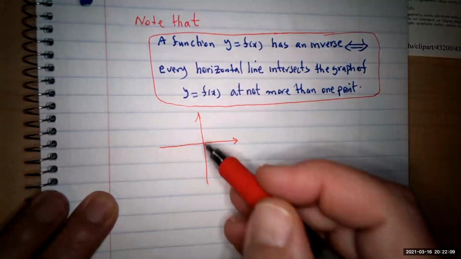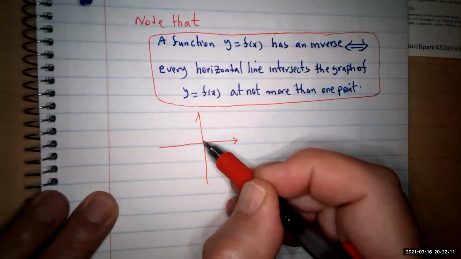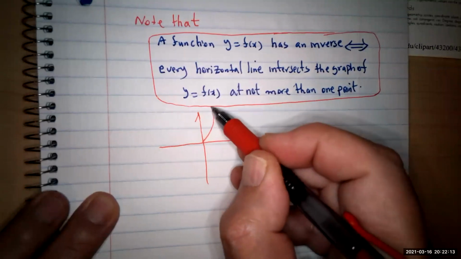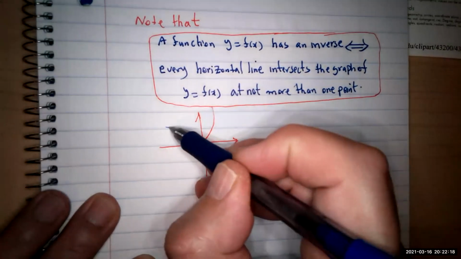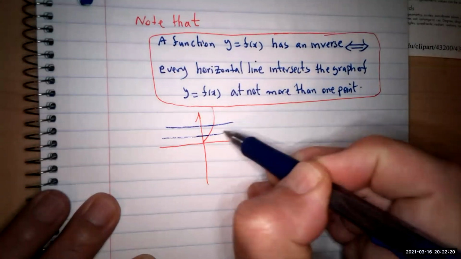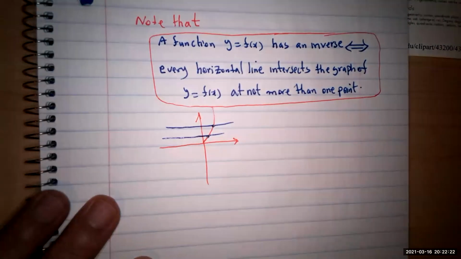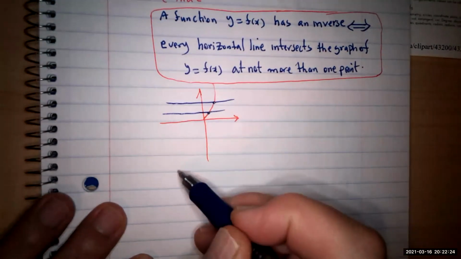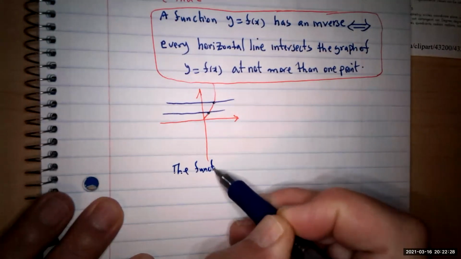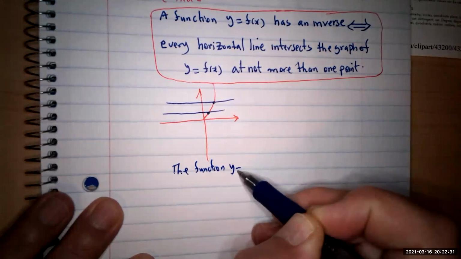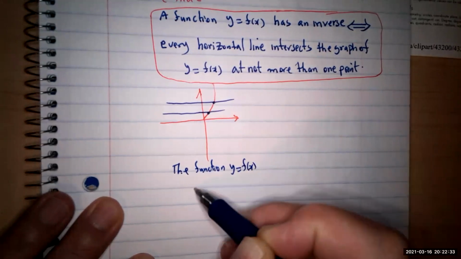Look at this. If you have this graph, each horizontal line intersects the graph at only 1 point. So in this case, we say that the function, whatever it is, has an inverse.